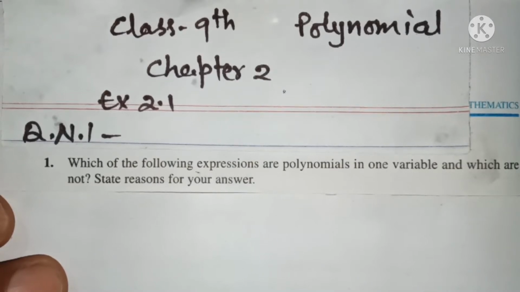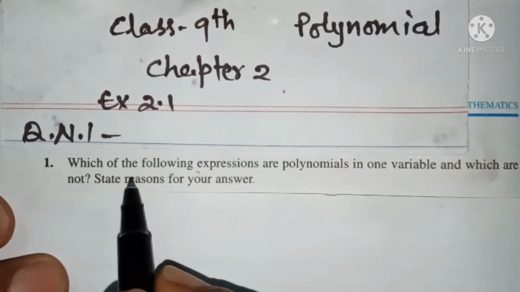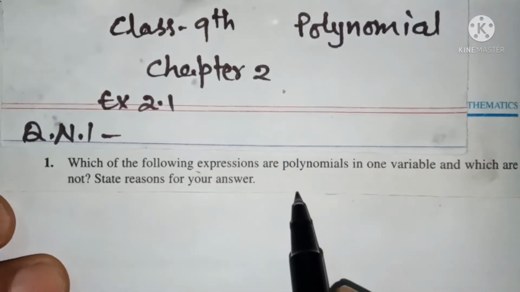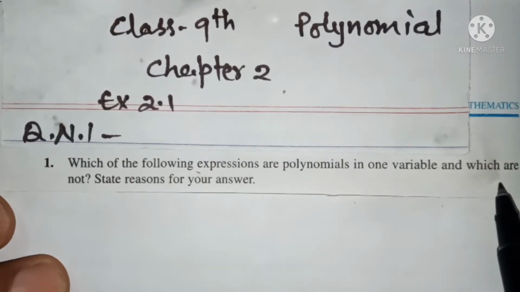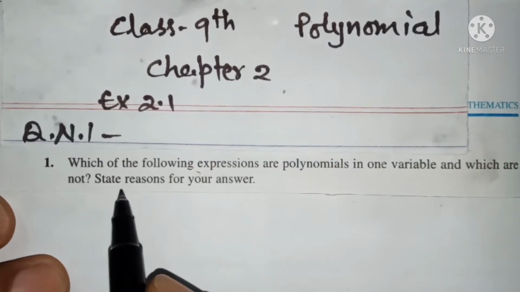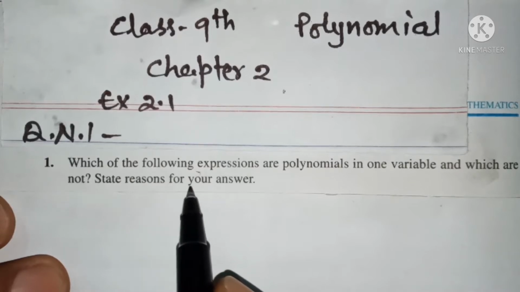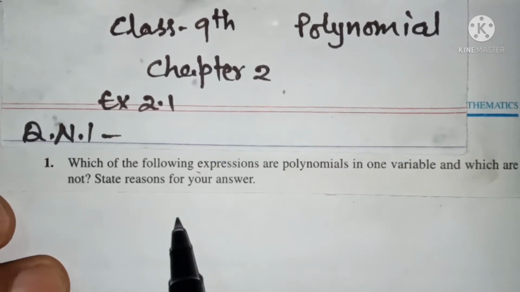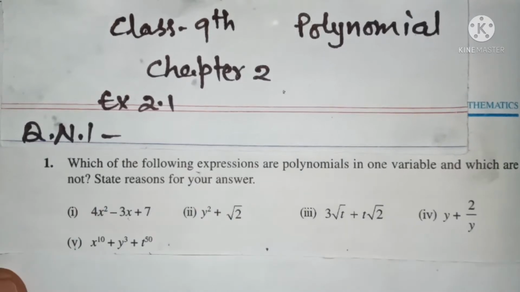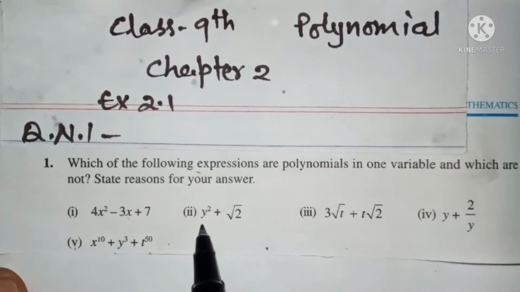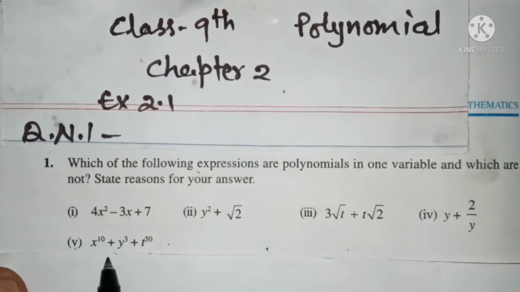Let us start from question number 1, which is: which of the following expressions are polynomials in one variable and which are not? State reasons for your answer. Now let us have a look at the expressions which are given. There are 5 parts of this question. First part, second one, third, fourth and last one.